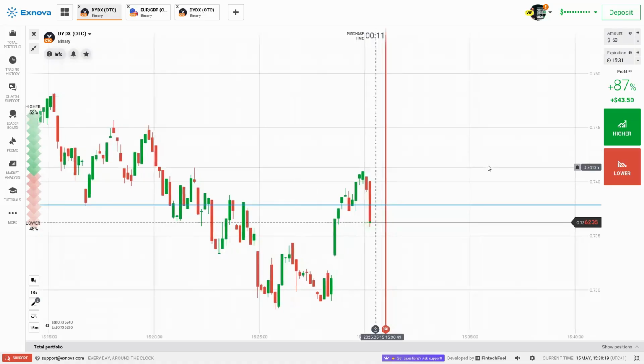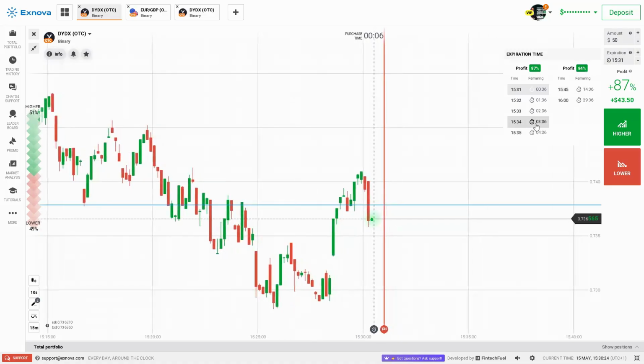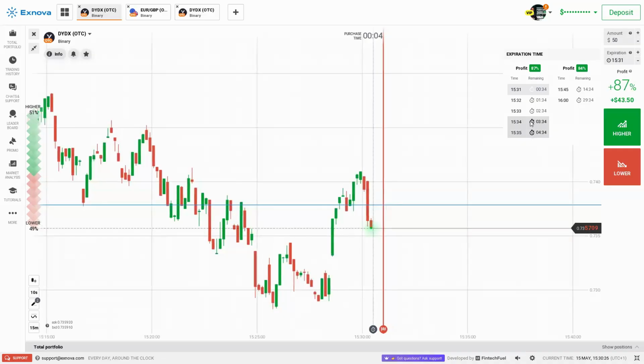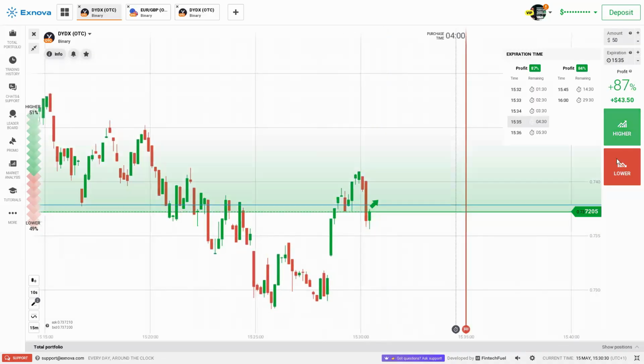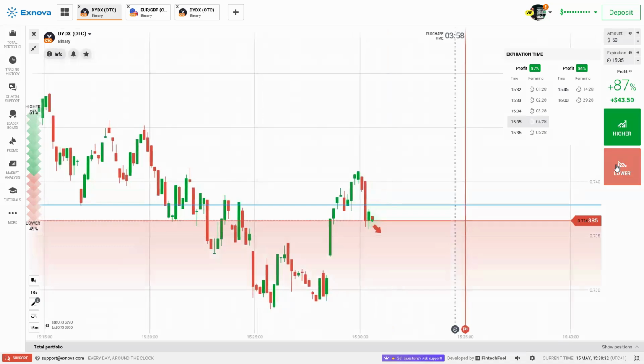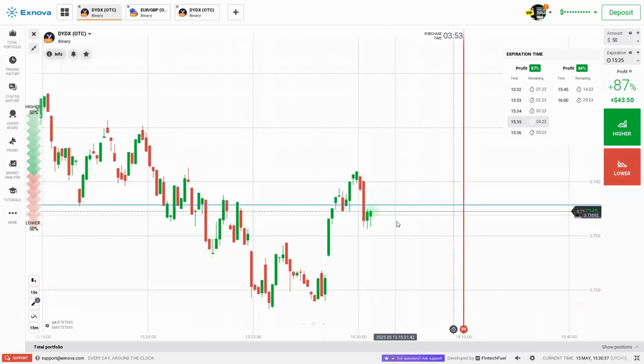Okay, boom. I like that drop. So get ready, put your expiry time on 4 minutes, 4:30 something. That's a pullback. Could just go up a little.